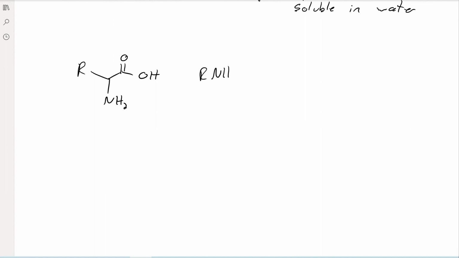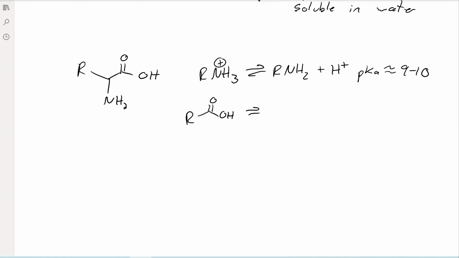So remember that when we're talking about amines and their pKa values, we're actually talking about the pKa of the conjugate acid. So what we're talking about is this NH3 becoming an NH2 and then releasing an H+. And this pKa value usually occurs between 9 and 10. So slightly more acidic than water, but not any crazy amount. And then we have our carboxylic acid, which of course can act as an acid, so it can be turned into this O-, and then it releases an H+. And so the pKa here is actually about 2 to 3.